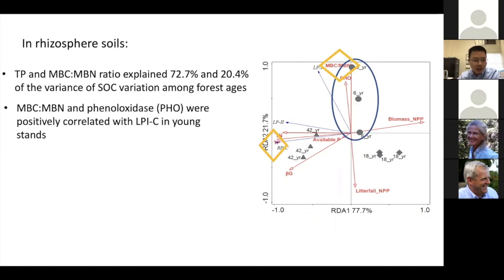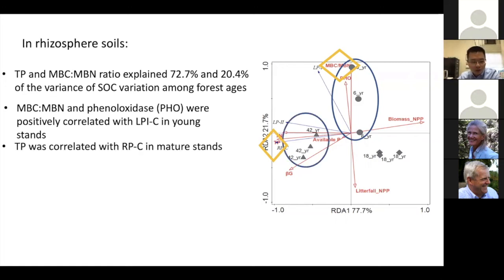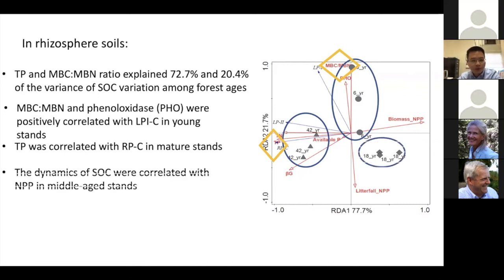The microbial biomass carbon to nitrogen ratio and the phenol oxidase were positively correlated with the labile carbon pool 1 in young stands. And the total phosphorus was correlated with the recalcitrant carbon in mature forest. Then the dynamics of SOC were correlated with the NPP in middle-age stands.